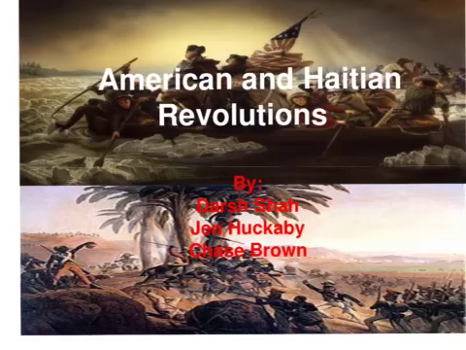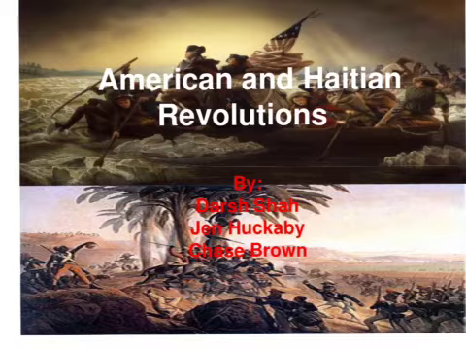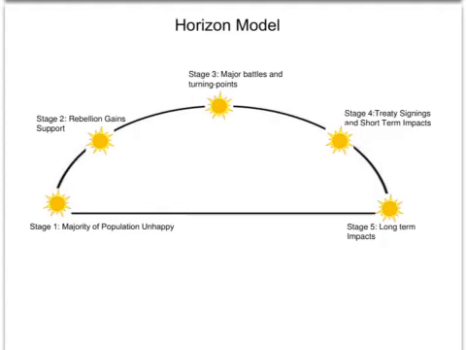Today we will be learning about the Haitian and American revolutions. Before we get started, first comes the model of revolutions. This model is named the Horizon Model because, as you can see, this model compares the revolutions to the way that we see our sun travel along the horizon. This model can be used to demonstrate the stages of any revolution.